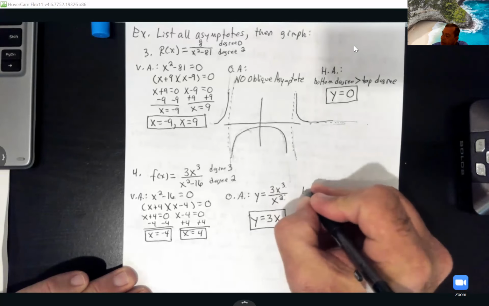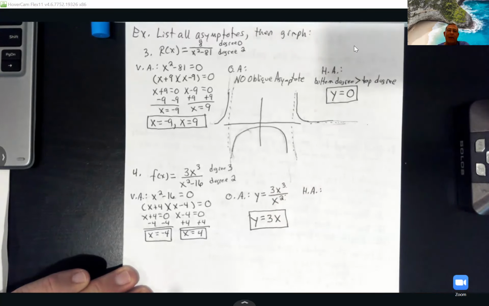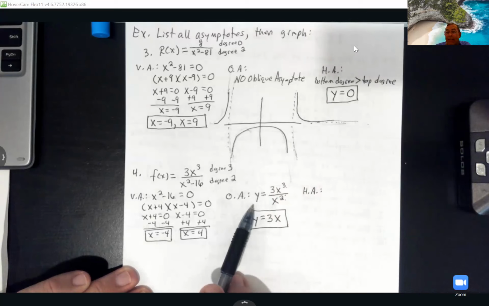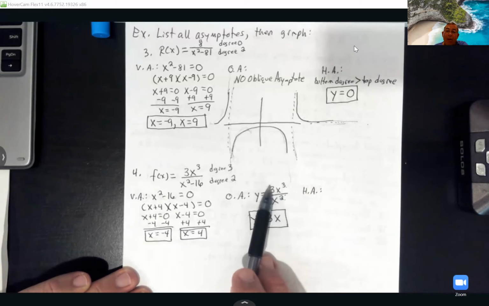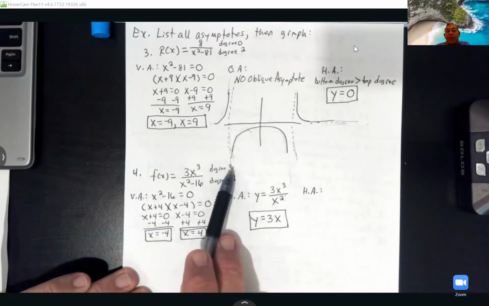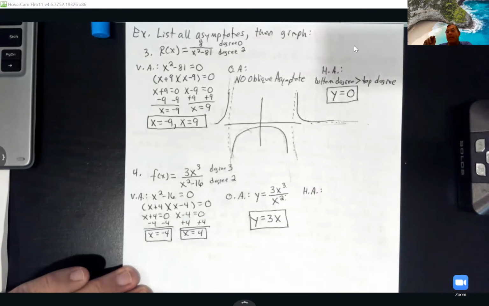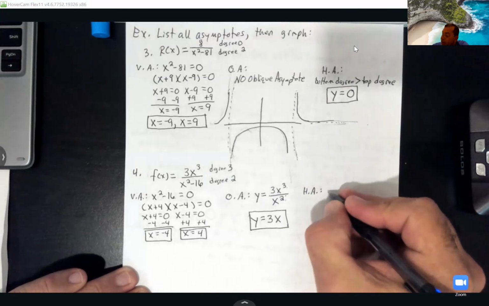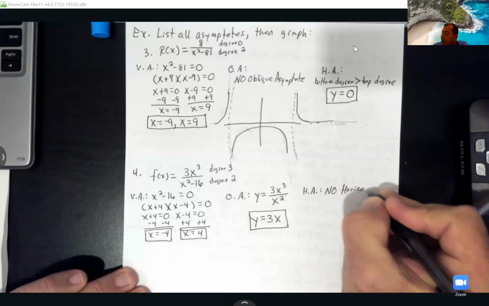Then we look at our horizontal asymptote. Here's the thing: if it's got an oblique asymptote, there's no way it's going to have a horizontal asymptote, because that means the top is greater than the bottom. Since my top was a degree 3 and my bottom was a degree 2, we said that when the top degree was higher than the bottom degree, there was no horizontal asymptote.